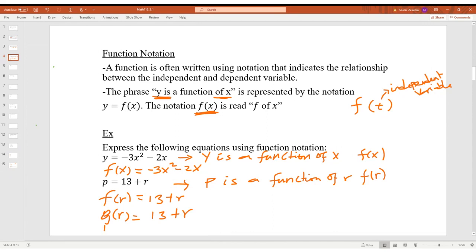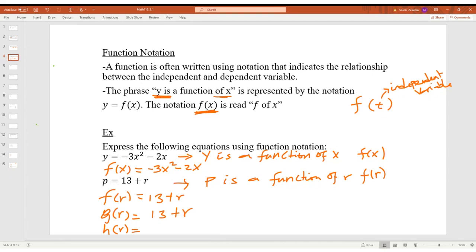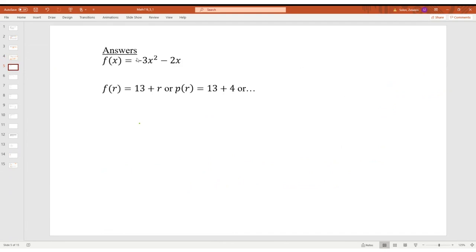If you say H of R, it will be the same thing, 13 plus R. Or it can be a P of R. Some of you already wrote P of R. It's perfectly fine. P should be small, since it looks like a capital. It can be capital letter also, doesn't matter. It will be helpful to identify the function. Now, if you see the answers, we already have the answer here, but it can be F of R or P of R, or this one can be G of R, sorry, G of X.